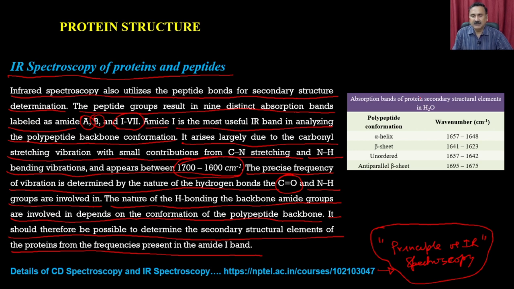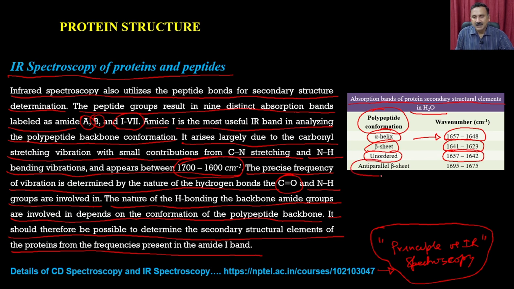What you see here is the absorption bands of protein secondary structure elements in water. For polypeptide conformation, if it is an alpha helix, it gives an absorbance in the range of 1657 to 1648. If it is a beta sheet, it gives an absorbance at 1641 to 1623. If it is an unordered structure, which means turns or loops, it gives an absorbance in the range of 1657 to 1642. And if it is an anti-parallel beta sheet, it gives an absorbance in the range of 1695 to 1675.